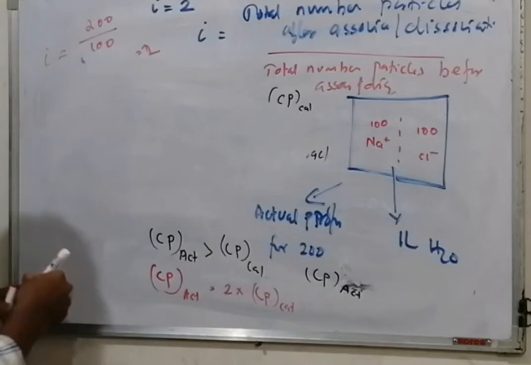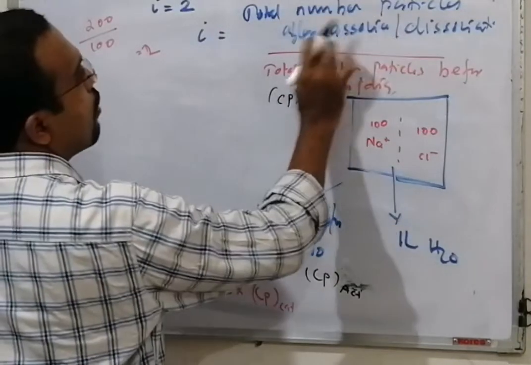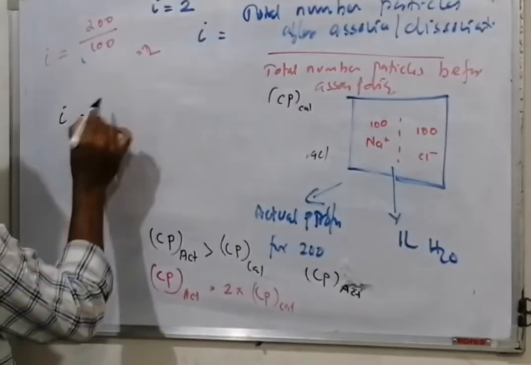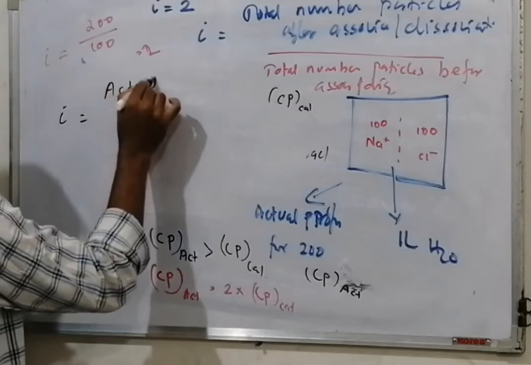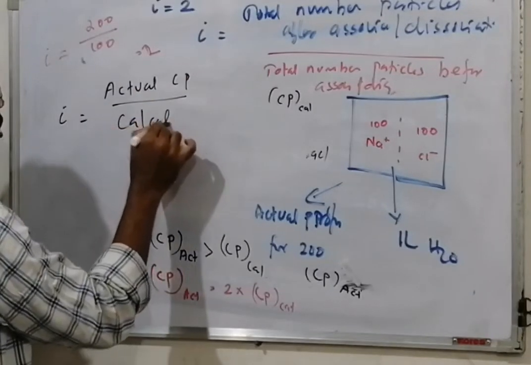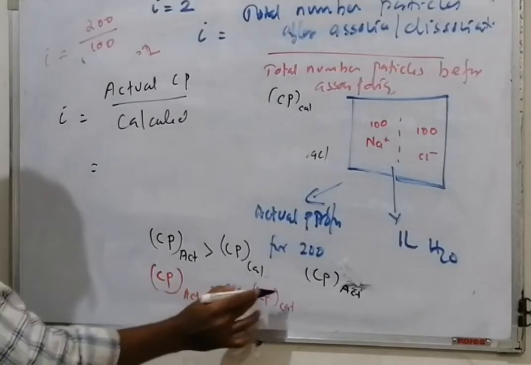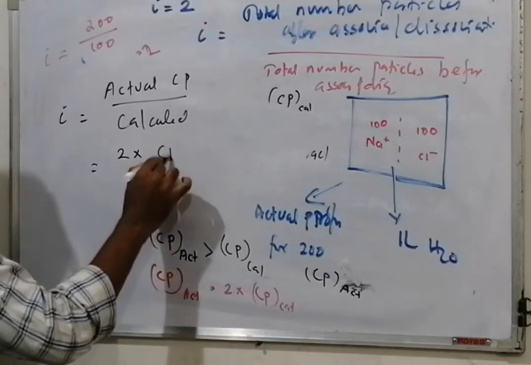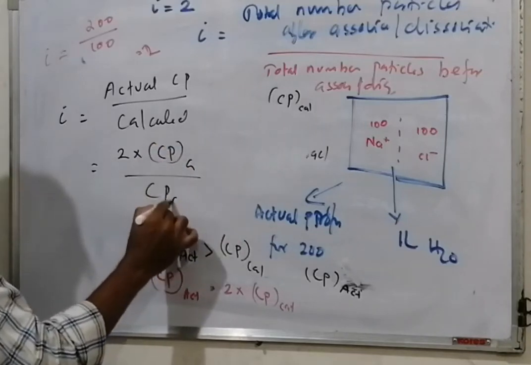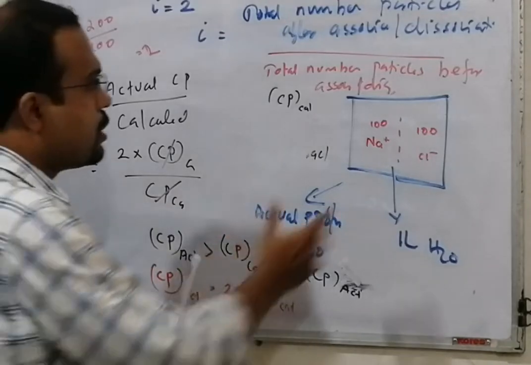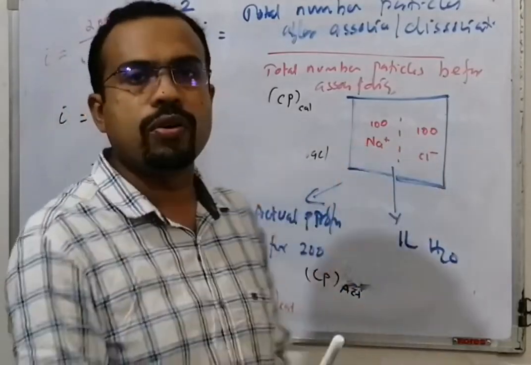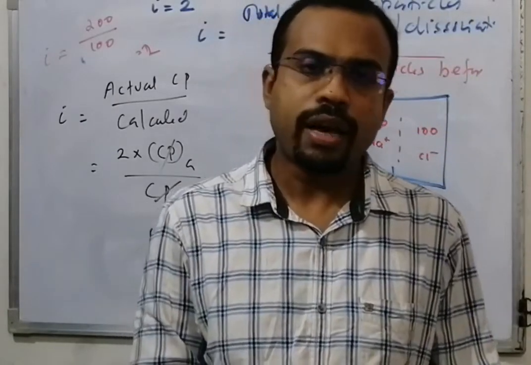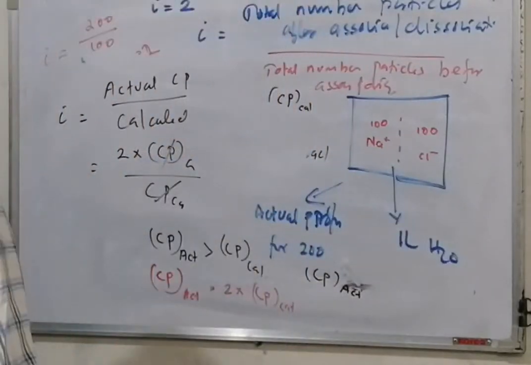Or another equation: i is equal to the total number of particles after association or dissociation, divided by the total number of particles before association or dissociation. i is equal to actual colligative property over calculated colligative property. What was the calculated colligative property? The actual colligative property is 2 times the calculated colligative property. Yes. Agree? Therefore, this is the van't Hoff factor.